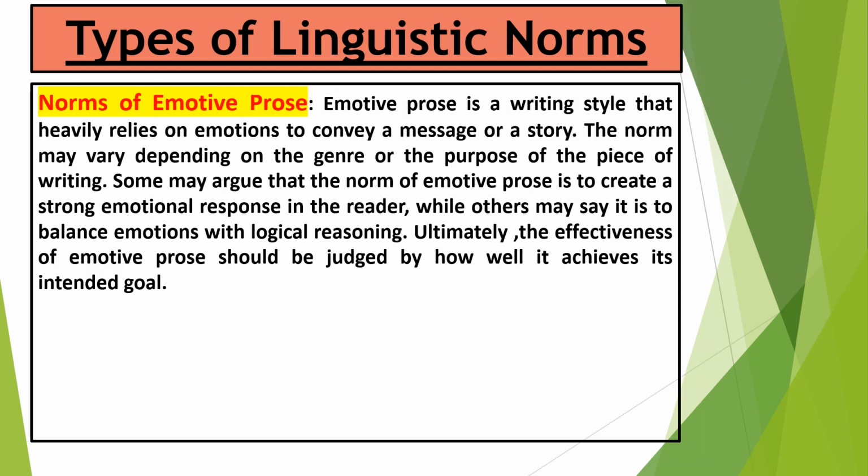Okay, moving on to the last type of linguistic norm, and that is norms of emotive prose. Emotive prose is a writing style that heavily relies on emotions. We simply get the idea from emotive prose to convey a message or a story. The norm may vary depending on the genre, for example short story, poem, novel. It varies according to genre, and other than that it also varies according to our communicative context as well.